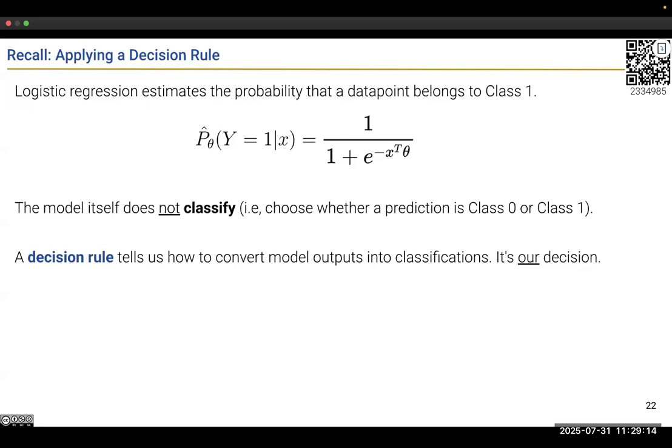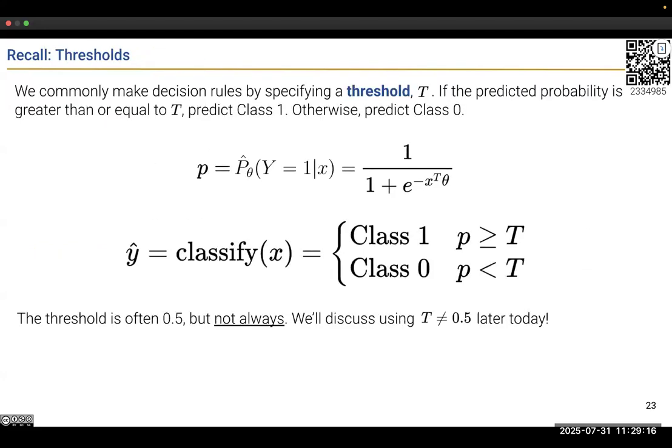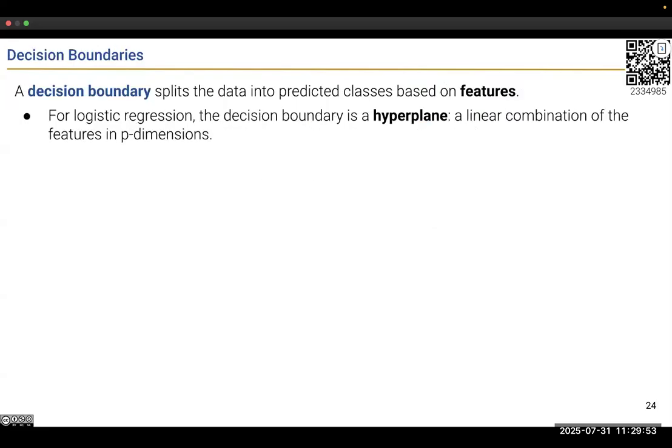Again, it's our choice. The most common and probably the only decision rule that we will use in this class will be just a simple threshold, T. If your predicted probability of 1 is greater than or equal to this T, you predict class 1, and you predict class 0 otherwise. Oftentimes we choose T equal to 0.5. So if your predicted probability is greater than half, you predict class 1 and 0 otherwise, which is quite intuitive, but you will see later that that's not always going to be the case.